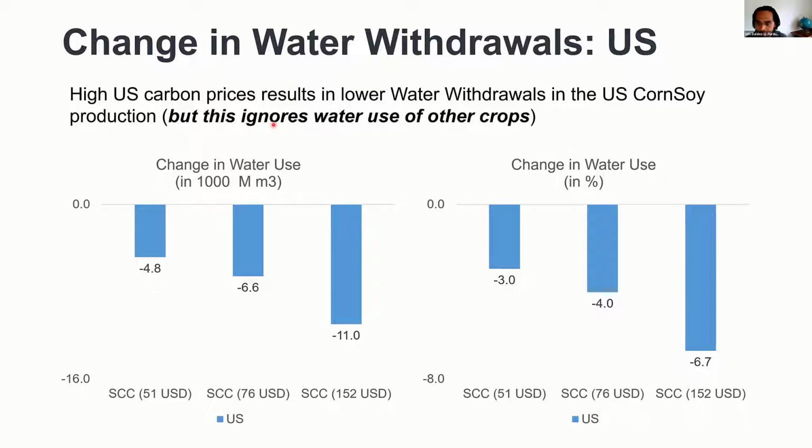eliminating groundwater withdrawals in sensitive areas in the US when you have water scarcity. But there's a big caveat in terms of the results in the water information that we're generating here, because we're only focusing on the corn soy crop. So it's just one sliver of crop production in the US. The results might be different, as Tom will show you earlier. The results could be different when you use a model that looks into all crops being produced in the US.